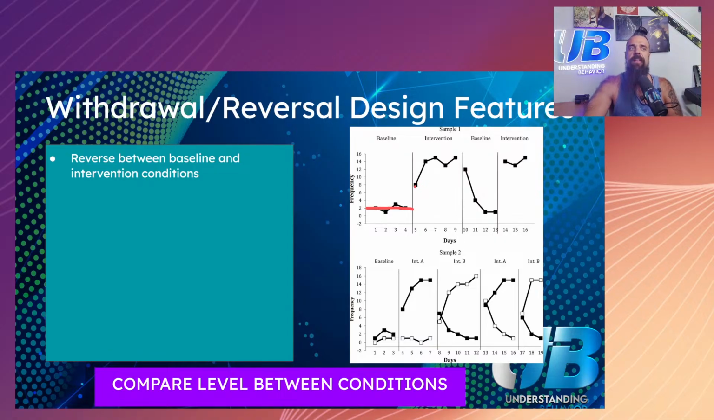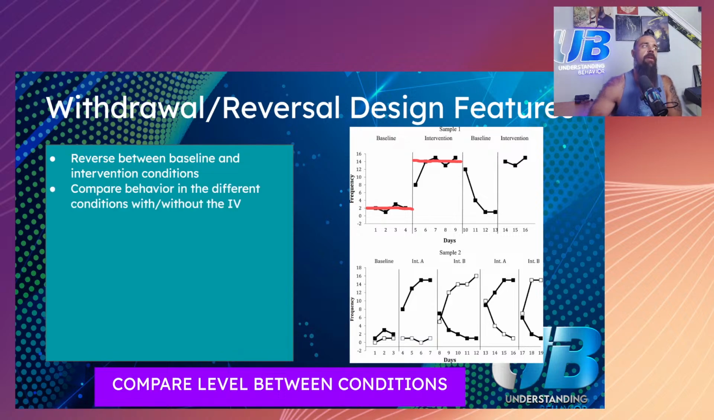This often happens where, when we change the conditions, the behavior doesn't adapt to the conditions right away. So we can also look at level, like where it stabilizes out. We might just ignore this outlier here and draw our level line over here that cuts through the center of all the data points. Looks good. So again, we're reversing between our baseline and intervention conditions.